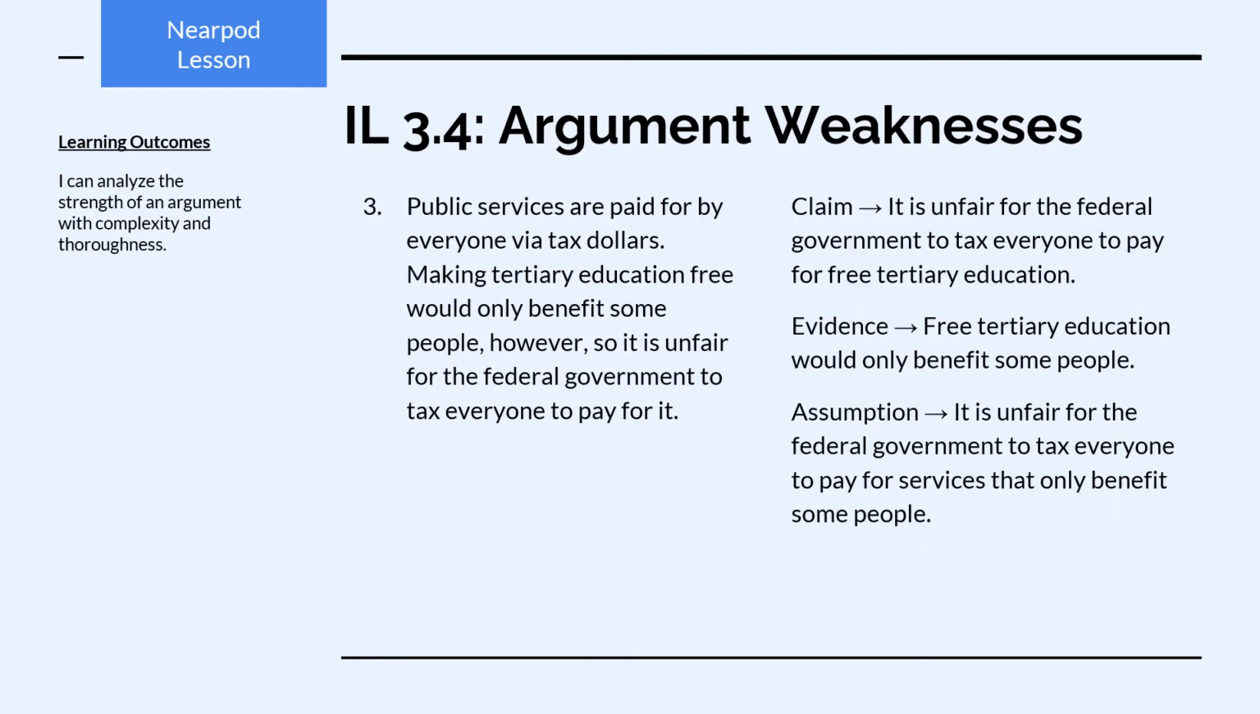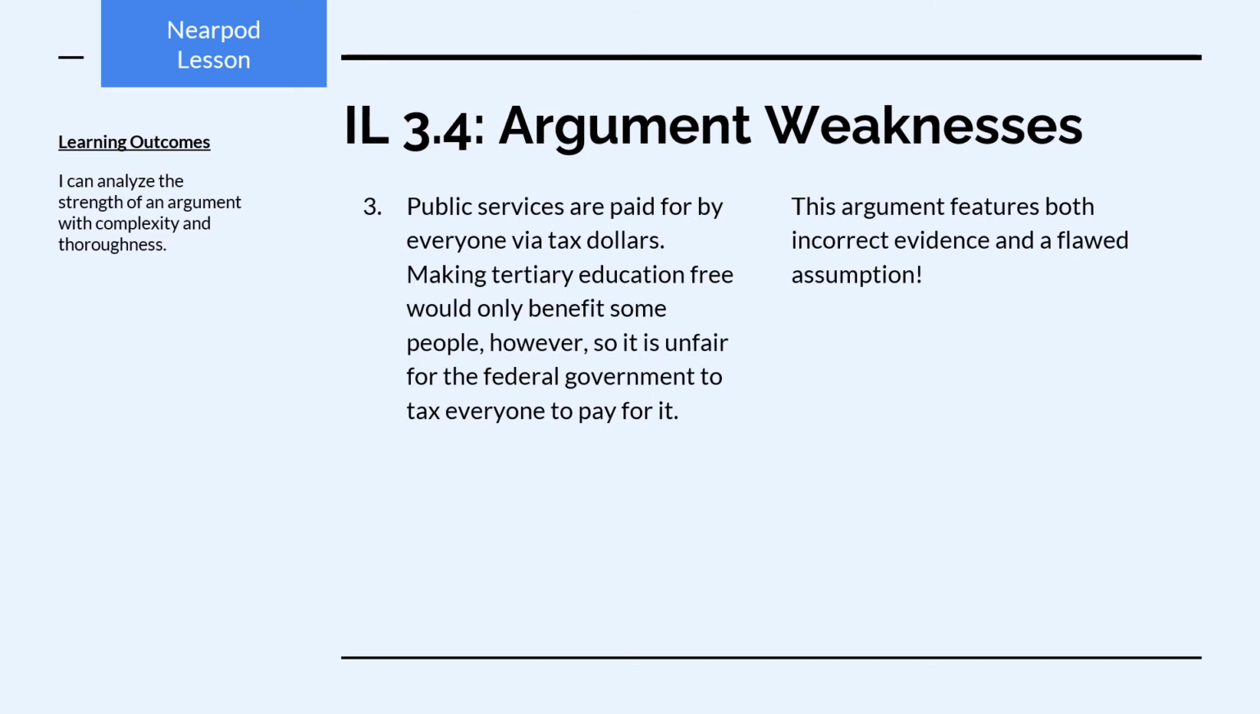Number three, public services are paid for by everyone via tax dollars. Making tertiary education free would only benefit some people, however. So it's unfair for the federal government to tax everyone to pay for it. Our claim here is that it's unfair for the federal government to tax everyone to pay for free tertiary education. Our evidence is that free tertiary education would only benefit some people. And our assumption here is that it is unfair for the federal government to tax everyone to pay for services that only benefit some people.